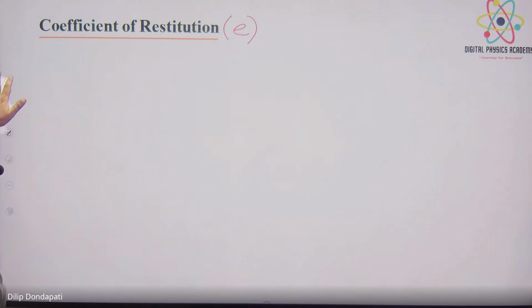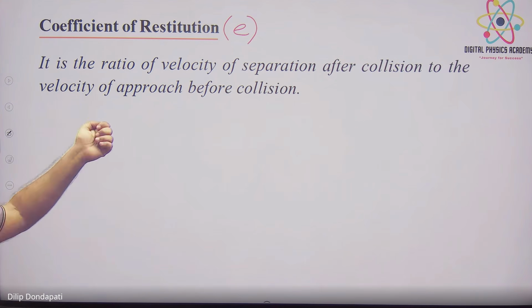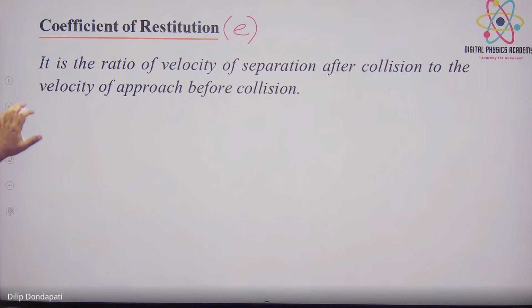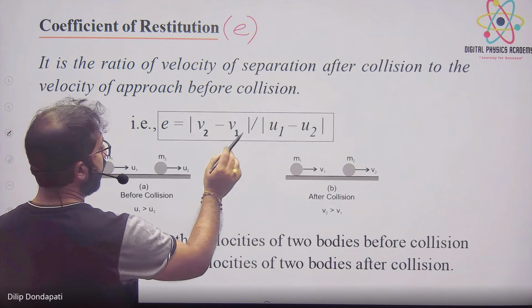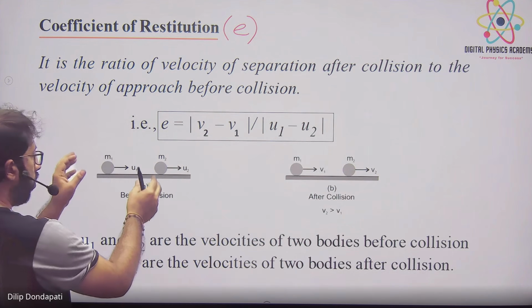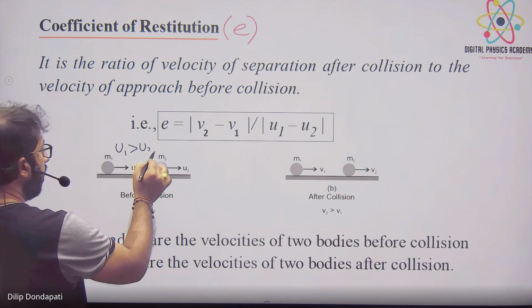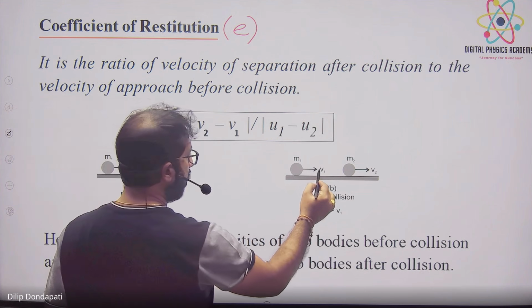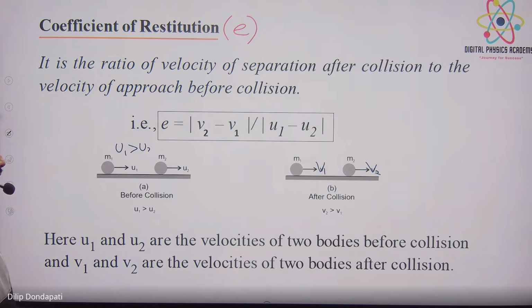Okay. So look, it is the ratio of the velocity of separation after collision to the velocity of approach before collision. That is called e. So look, (V2 minus V1) by (U1 minus U2). Before the collision, say U1 is greater than U2, it hits, and after hitting the velocities will change, right? V1, V2. So what is the definition of the e value?